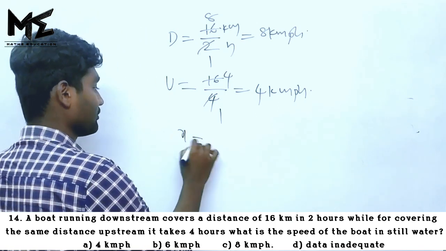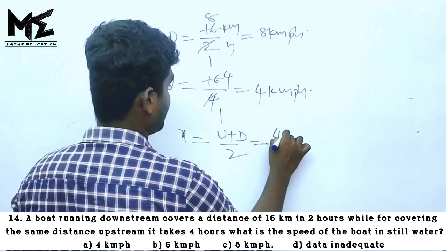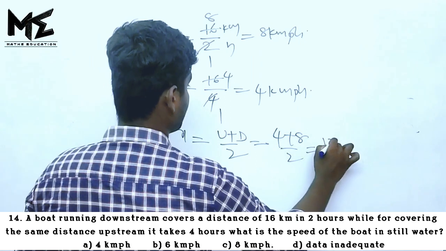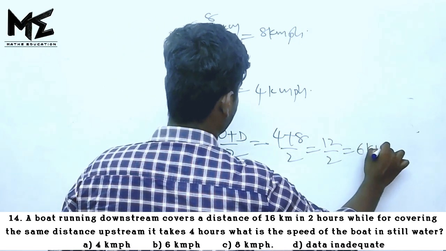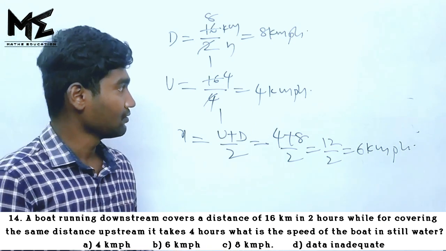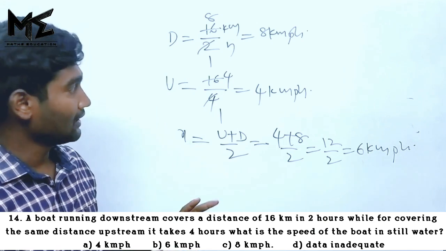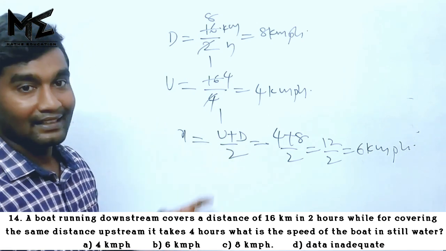Speed of the boat is nothing but x, which is (u plus d) by 2. u is 4, plus d is 8, by 2. 12 by 2, which is equal to 6 kilometers per hour. The important thing is that while doing the problem, you have to write the given data, then you will get it easily.